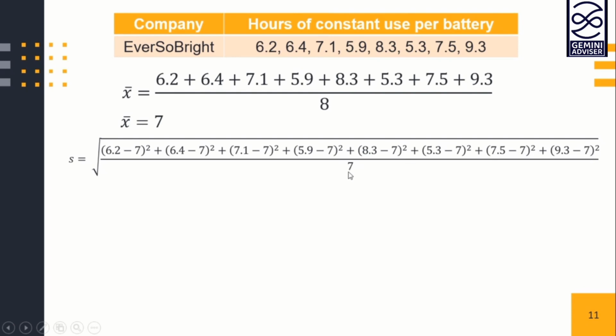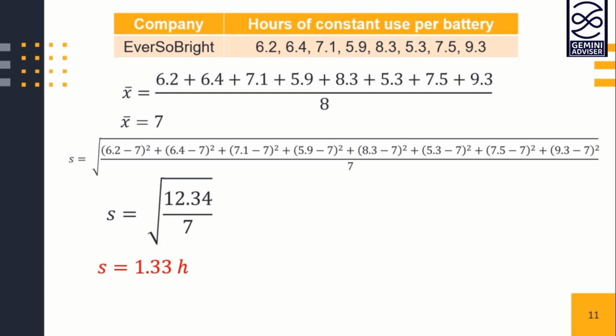So bakit 7 na lang to? Since this is sample, so bawasan natin 8 minus 1 kaya 7. So after that, pwede kayo gumamit ng calculator nyo. So makukuha nyo dyan is 12.34. And then square root of 12.34 divided by 7, that is 1.33 hours. So, sa unang company natin, yung Ever So Bright, the standard deviation is 1.33 hours.